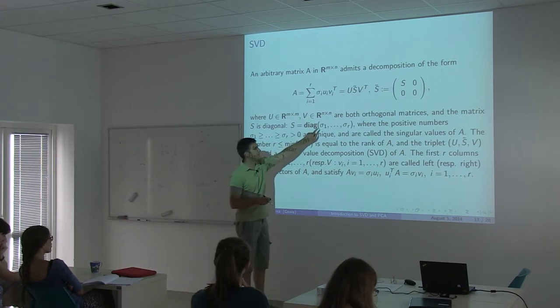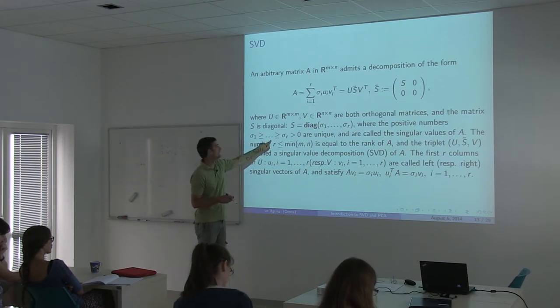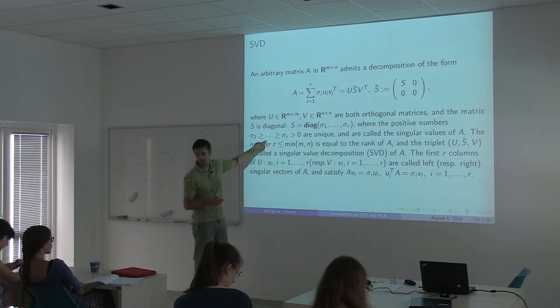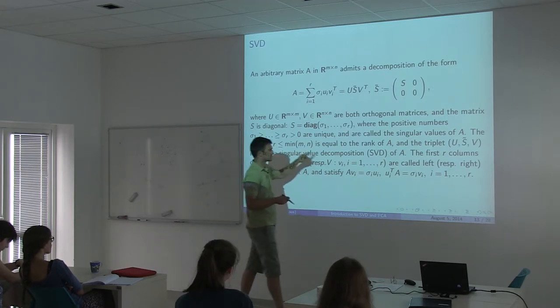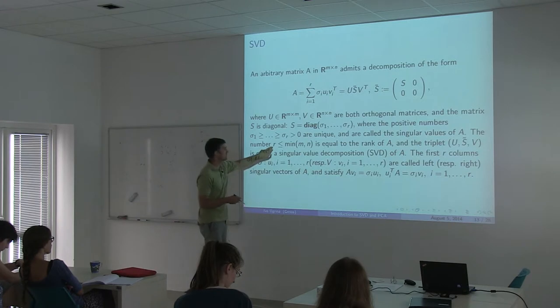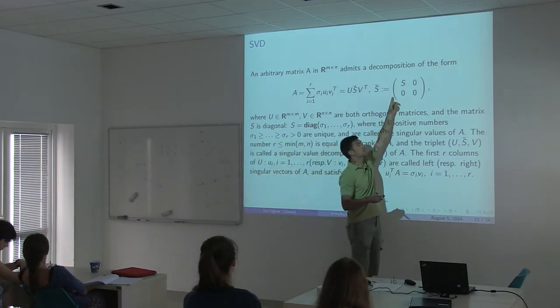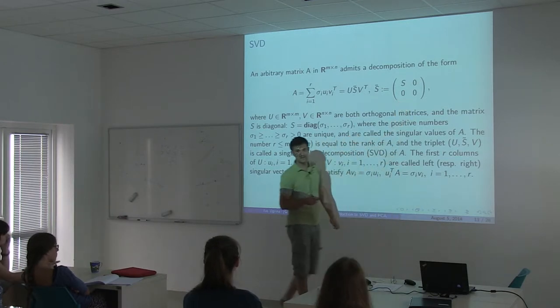These guys on the diagonal are called singular values. They're all greater than zero, and you can make a decomposition in which the first one is bigger than the second one and so on, in decreasing order. This number R must be lower than M and N, because this matrix is M times N, or not. It depends. Does it depend? I'm going to leave it as an exercise if you want to do it.